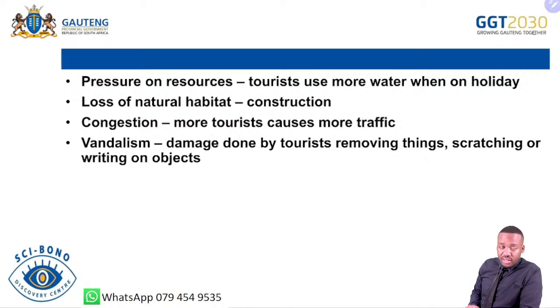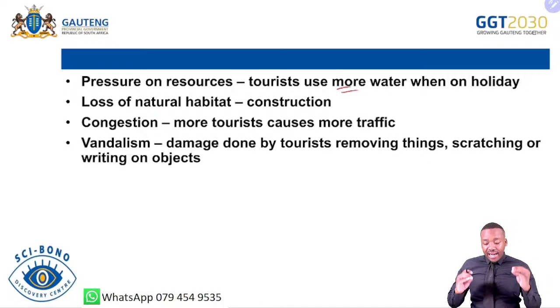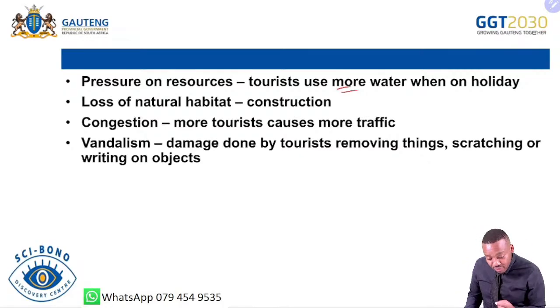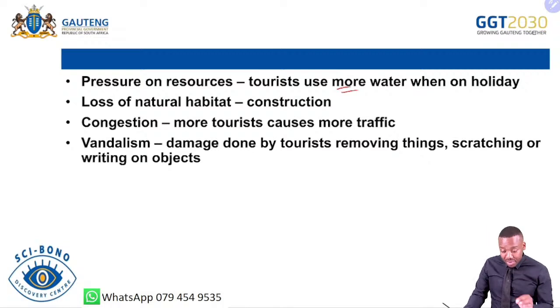Pressure on resources, right? Because tourists visit the hotels, the B&Bs and so on, they use what? More water than when they're at home, when they are on holiday. Then someone will say, I have paid for this. The mere fact that you've paid for your hotel stay does not mean that you need to waste water. So water, remember, it is part of our natural resources, right? So due to a high demand of tourists visiting, tourists most of the time use more water than when they are at home, when they are on holiday. So we need to use water sparingly, right?